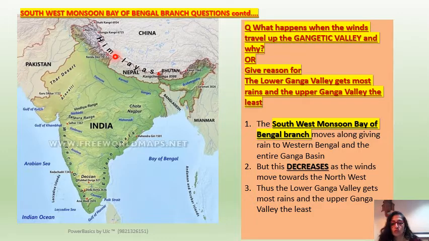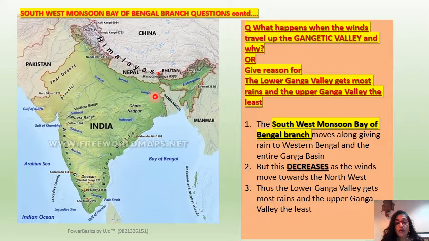We continue with the southwest monsoon, Bay of Bengal branch. What happens when the winds travel up the Gangetic valley and why? What happens? Or give reason why. This is the lower Ganga valley, this is the upper Ganga valley. Give reasons why the lower Ganga valley receives more rain than the upper Ganga valley. Why? The southwest monsoon Bay of Bengal branch moves along, giving rain to Bengal, Western Bengal, and the entire Ganga basin. But when these winds are moving, they hit here and give rain here.